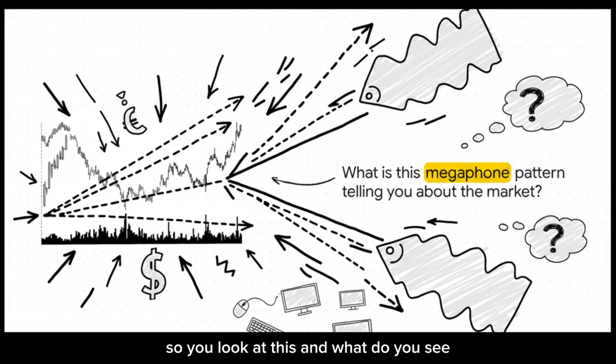So you look at this, and what do you see? It kind of looks like a megaphone, right? Just blaring market noise with prices swinging wider and wider. This is literally a picture of volatility exploding as buyers and sellers get into a huge disagreement. But for a smart trader, what's the signal hiding in all that noise?